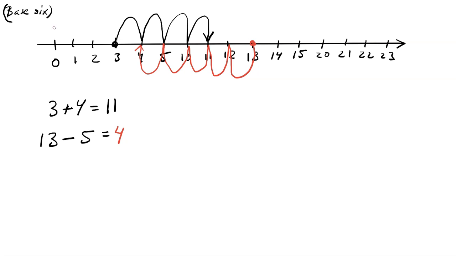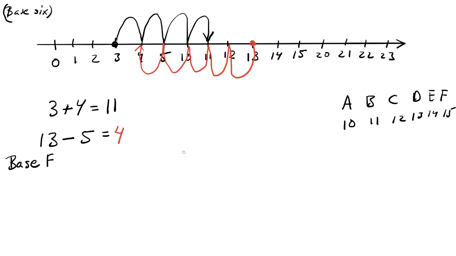However, if you go to bases larger than 10, it can sometimes be a little bit tricky. So let us for a moment go to another base than 6. Let's go to base F, for example. What do I mean by base F? Then we have to remember that A, B, C, D, E, F are the digits for our normal 10, 11, 12, 13, 14, 15. So this is base 15.